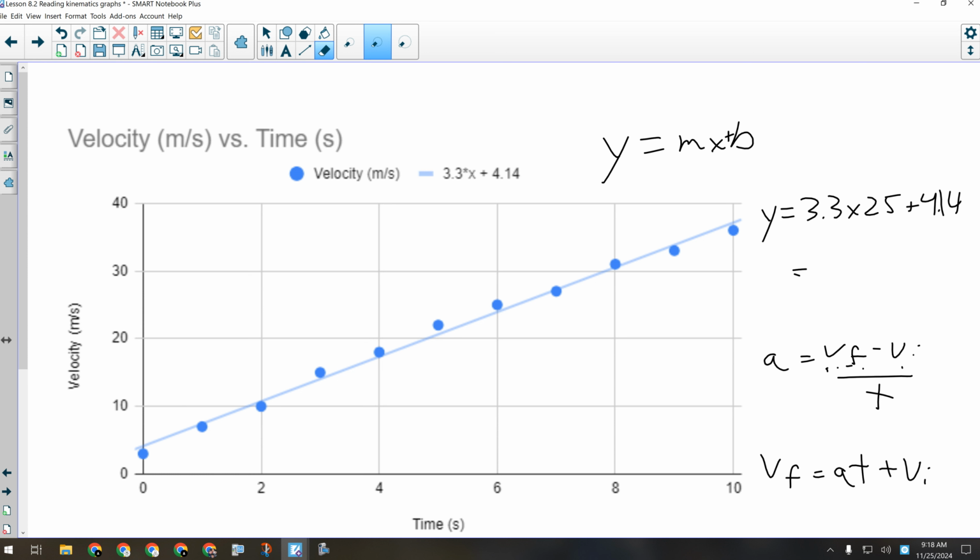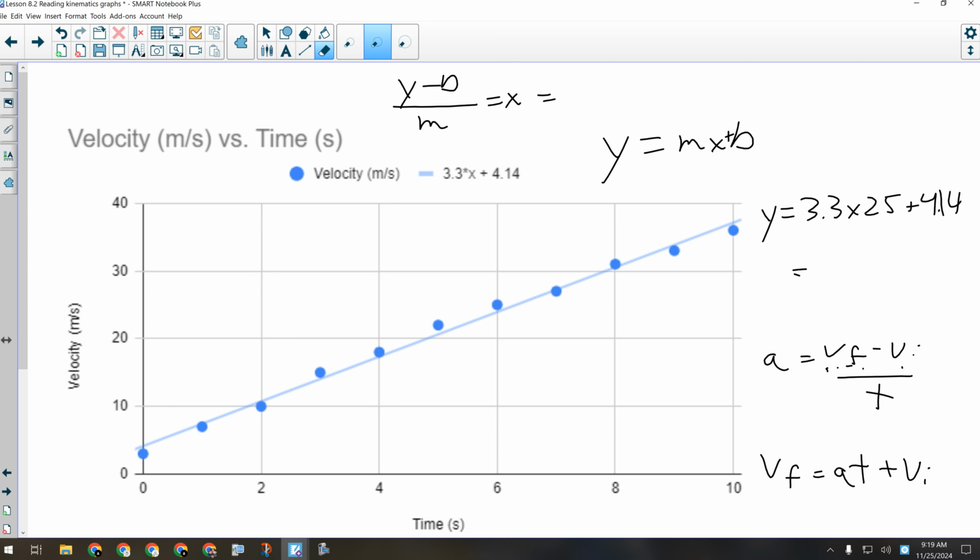All right, calculate this for me. How long will it take to reach a velocity of 150 meters per second? How long to reach a velocity of 150 meters per second? If I'm asking how long, am I solving for y or x? X, because time is on the x-axis. So I've got to take this formula and manipulate it for x. The first thing I have to do is subtract b, and then divide by m, and that'll solve for x.